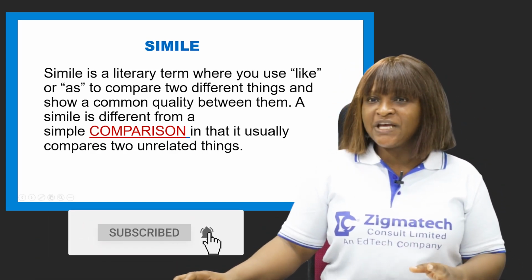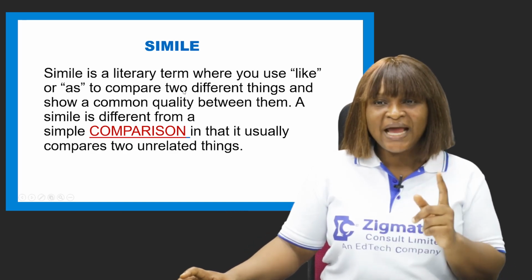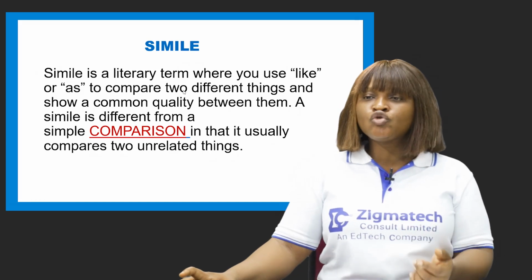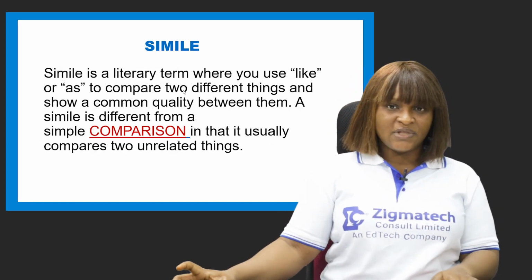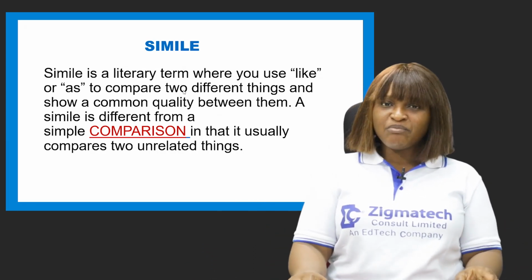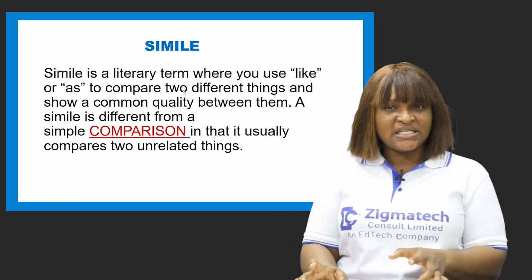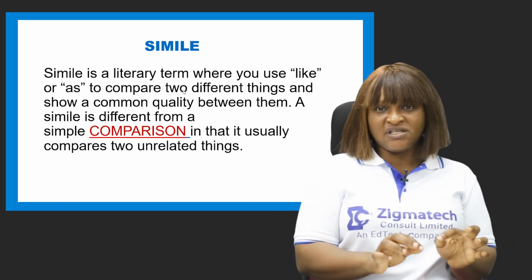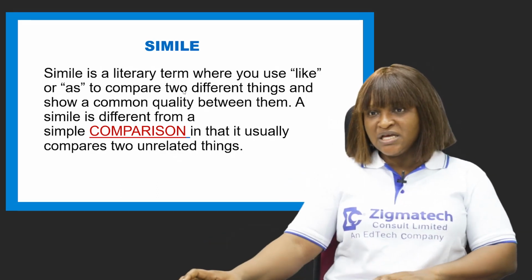So we have here, it says simile is a literary term where you use like or as to compare two different things and show a common quality between them. That's quality. There's something they share in common. Not that that person is actually that thing, but there is a quality that you see in this person that is in that other thing that you want to compare him or her with.